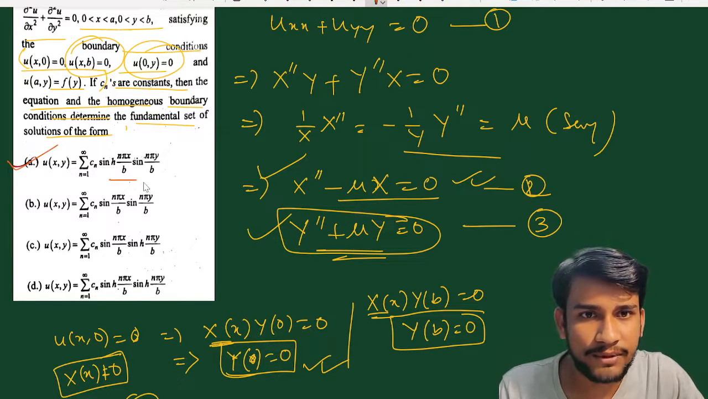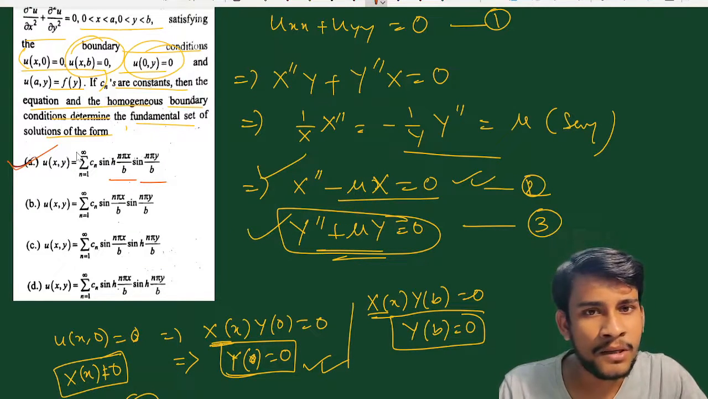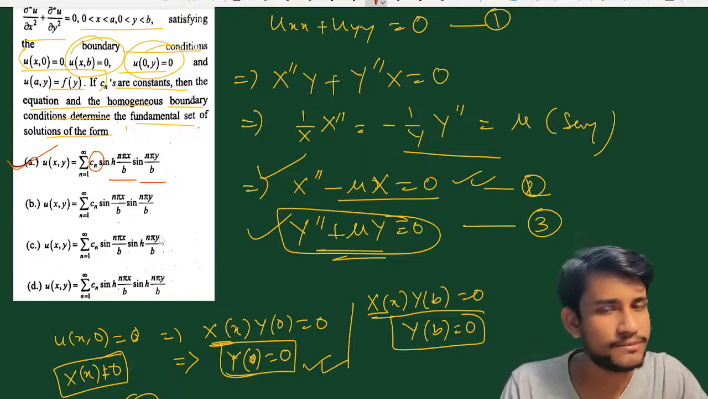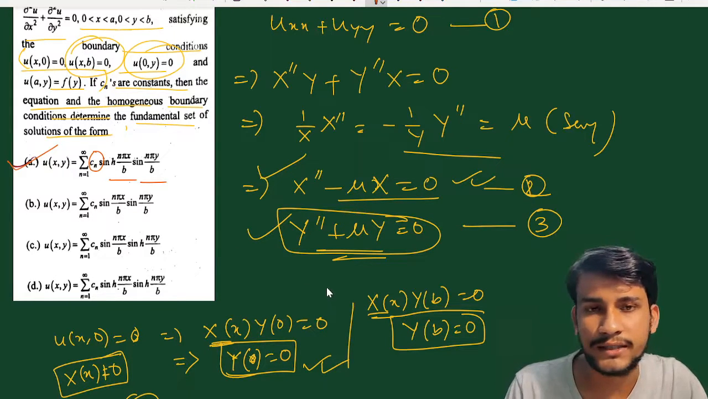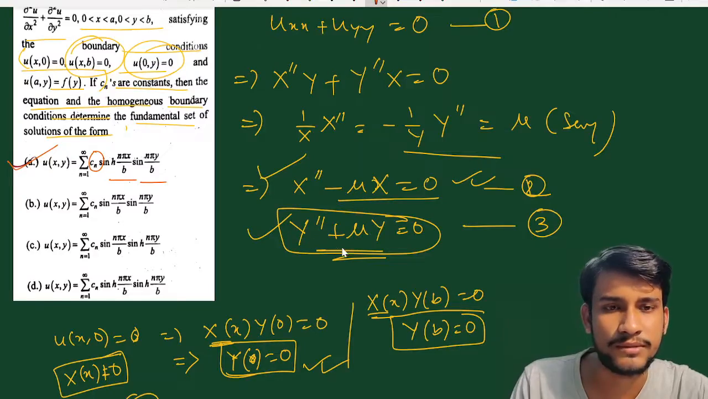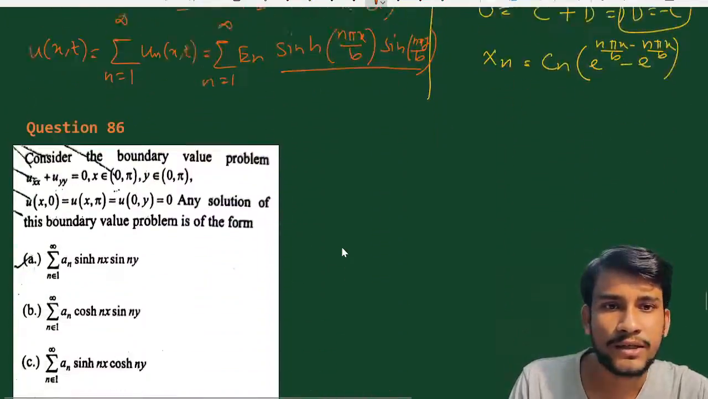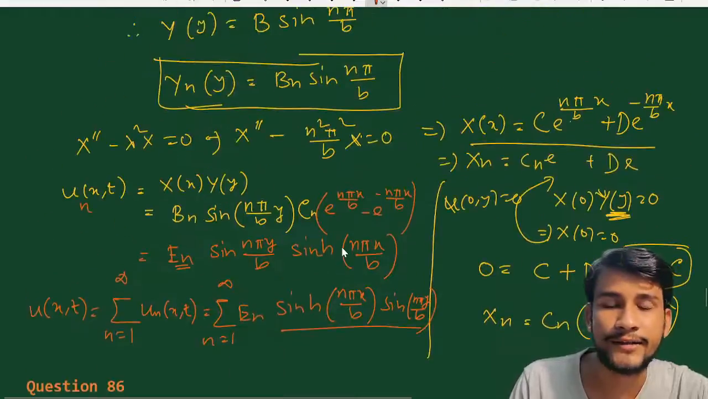Yeah, one sine hyperbolic n pi x by b, sine n pi y by b with a constant term cn. Okay, here we have calculated the constant cn. तो जो मतलब लिख सकते हो आप लोग क्या करते हो, ठीक. तो दिस विल बी द आंसर. क्लियर? दिस इज अ वेरी इंटरेस्टिंग प्रॉब्लम.